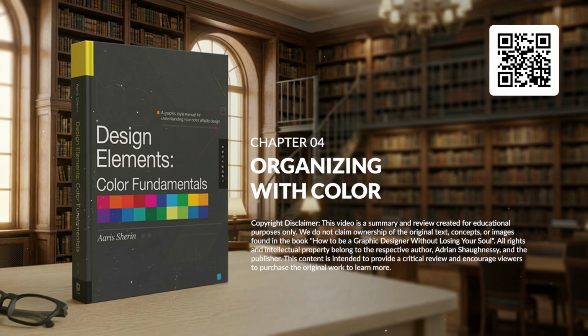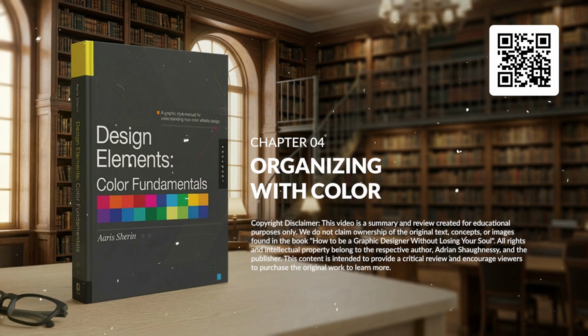When you are tasked with organizing a massive volume of information, say a 300-page annual financial report, a complex e-commerce website with thousands of SKUs, or a wayfinding system for an international airport, you constantly have to ask yourself a binary question. Am I trying to show the user that these pieces of information are fundamentally different, or am I trying to show them that they are related? The manual breaks this down into two distinct strategies, using color to signal difference and using color to signal similarity. Let's start with difference, as it's the most intuitive.